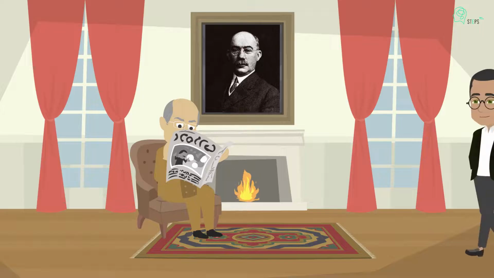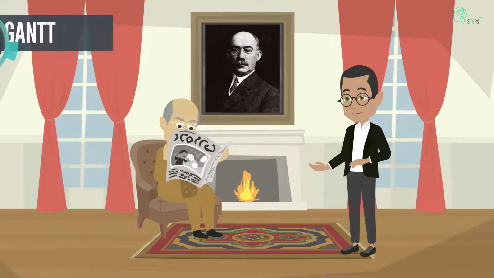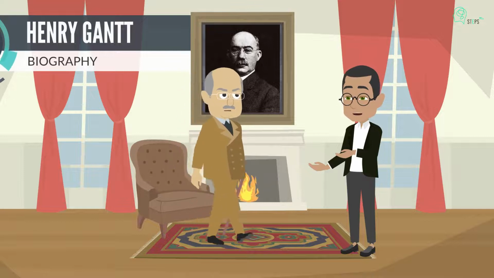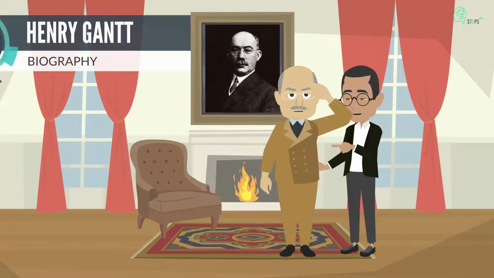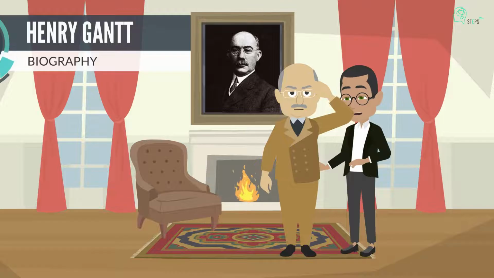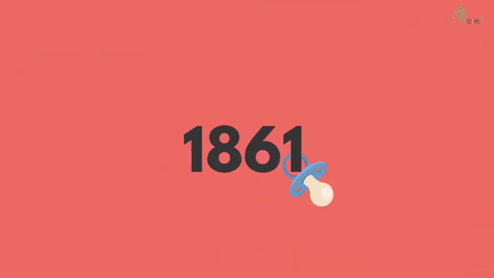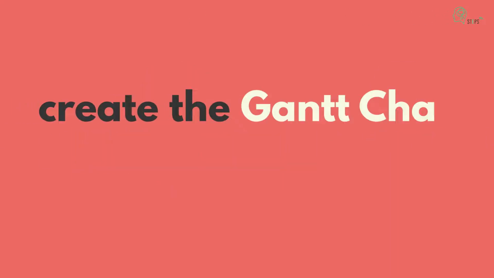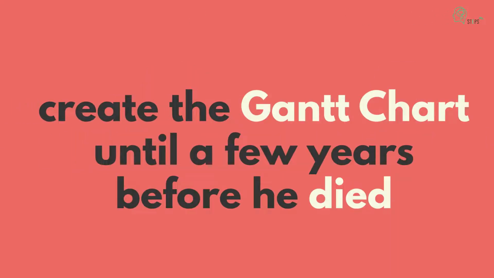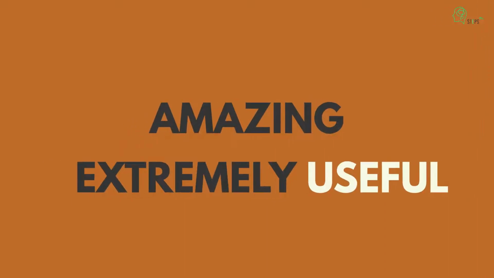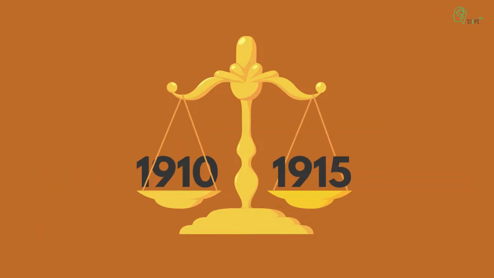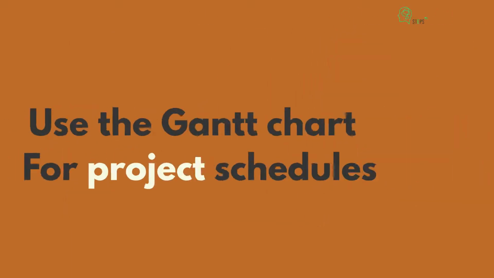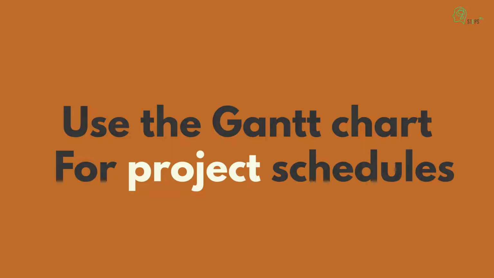You might be wondering how the Gantt chart came into existence, who invented it, and why it was invented. This chart that helps you schedule your project was the creation of a man known as Henry Gantt. Henry Gantt lived between 1861 and 1919. He did not create the Gantt chart until a few years before he died. The amazing and extremely useful chart was created between 1910 and 1915. Project managers and business companies still use the bar chart for project schedules.